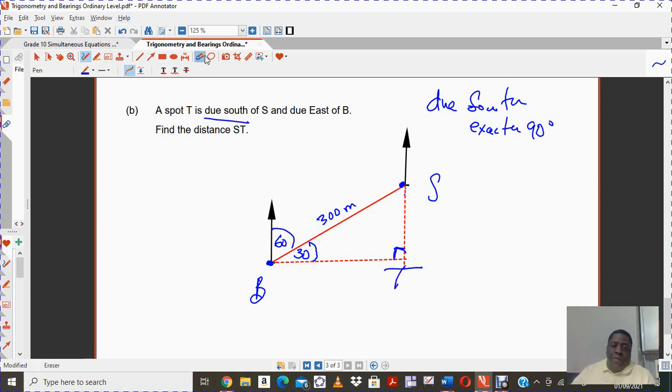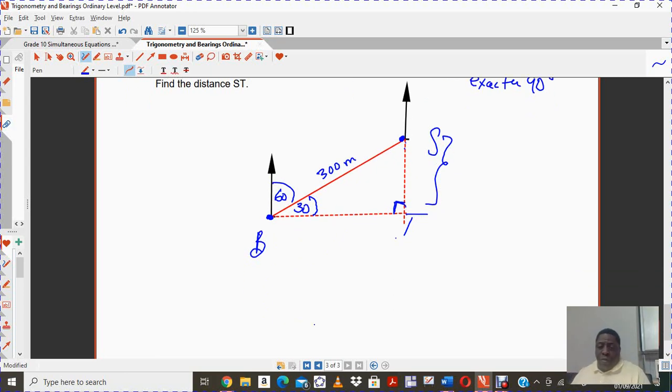Now they say find the distance ST, so our T would be here. So we need to find this distance here. In order to find that distance, we'll have to use the sine ratio, and I hope you still remember your ratios. So it's going to be the sine of 30 degrees equals whatever is opposite, in this case ST, over 300 meters.